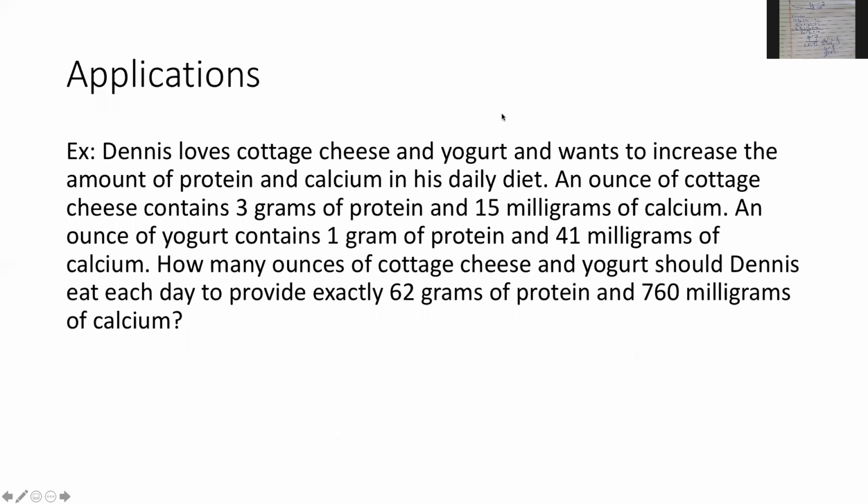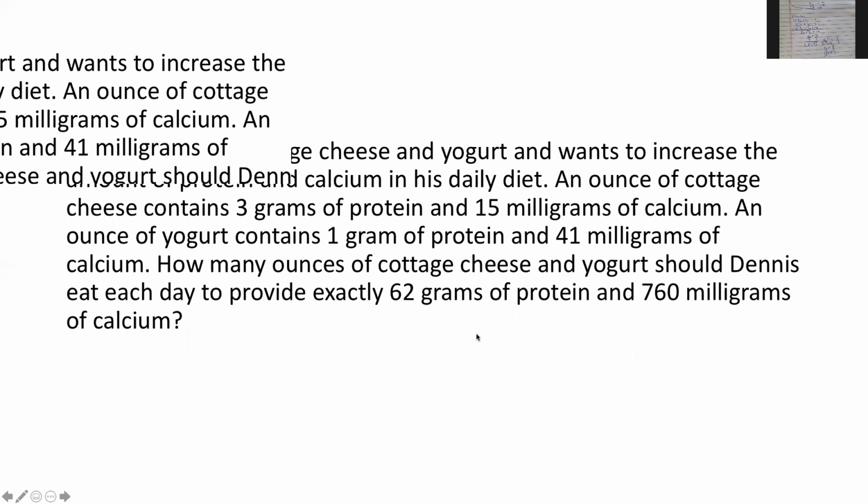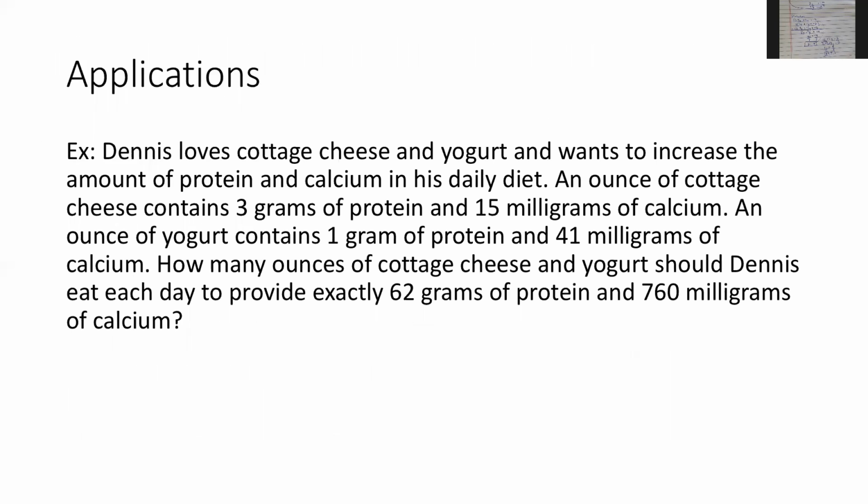So we're going to do this one instead, which basically is a story problem. So this is an application. Dennis loves cottage cheese and yogurt and wants to increase the amount of protein and calcium in his daily diet. An ounce of cottage cheese contains 3 grams of protein and 15 milligrams of calcium. An ounce of yogurt contains 1 gram of protein and 41 milligrams of calcium. How many ounces of cottage cheese and yogurt should Dennis eat each day to provide exactly 62 grams of protein and 760 milligrams of calcium?